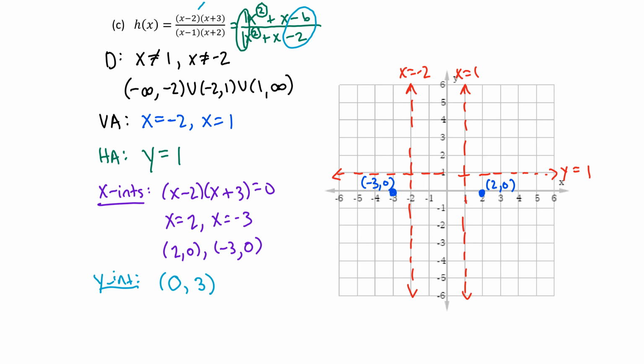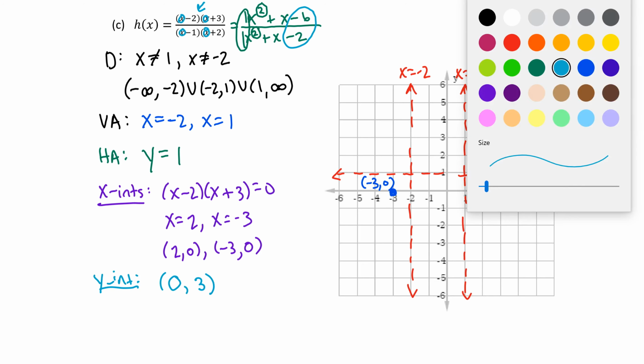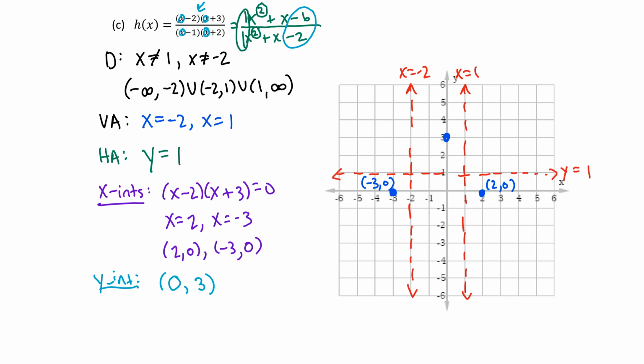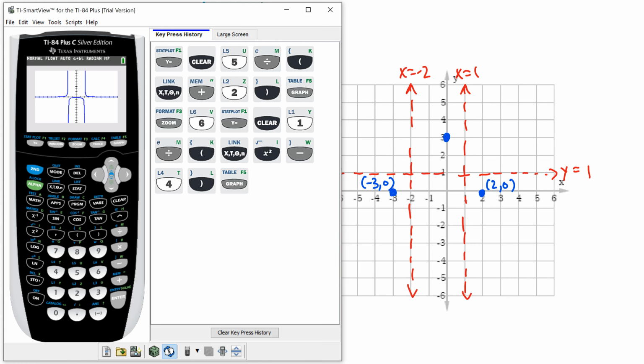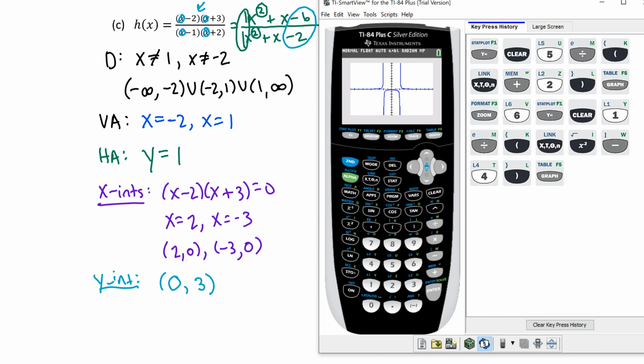Again, if you want to go the traditional route and replace all the x's with zeros and calculate what's left, you'll end up with the same result. The y-intercept is (0, 3). So we can plot that on our graph. We are anticipating 3 branches to our graph, so we want to look for that.